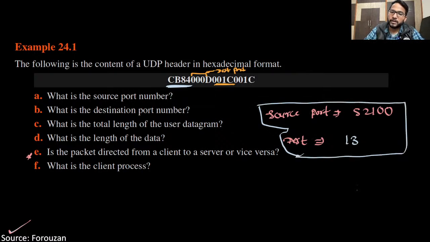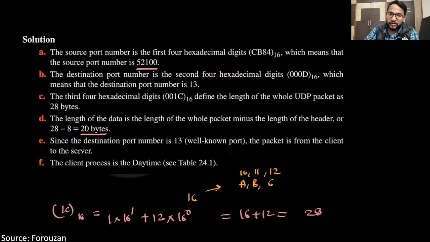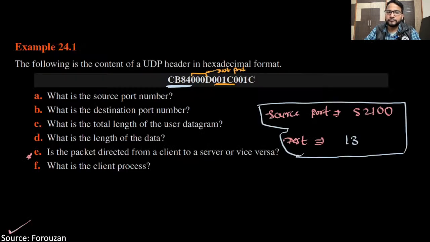What do you think? The destination is 13, which is not a general purpose port. The source is taking some generic port, and the destination is taking some specific port. 13 is a well-known port, and that's why this is for the server. So you will say that 13 is a well-known port, that's why the packet is going from client to server.